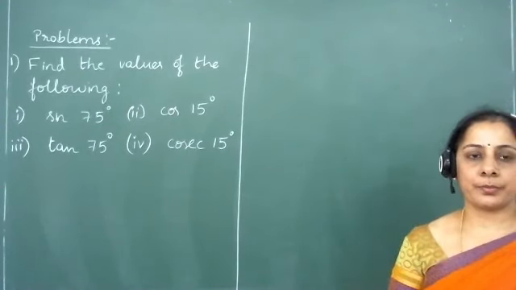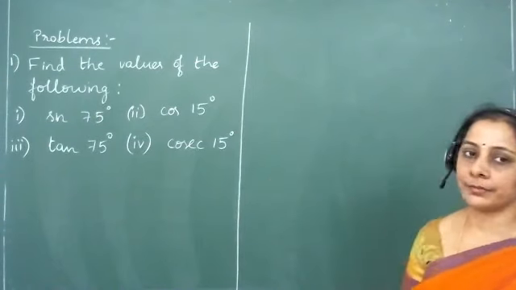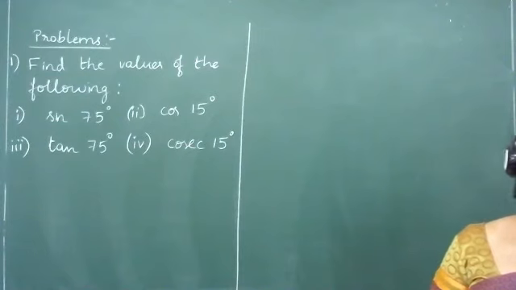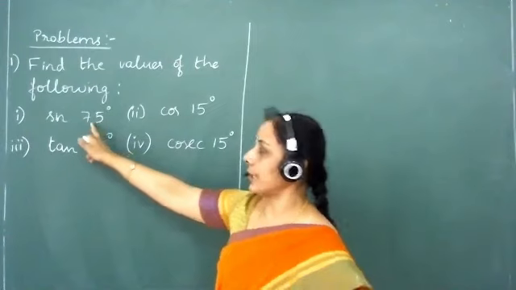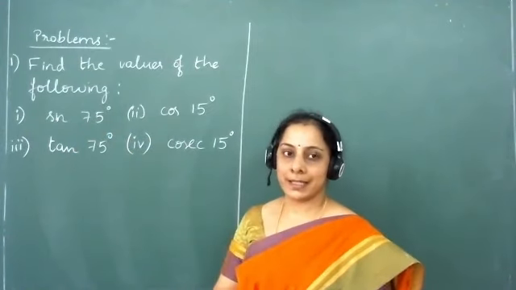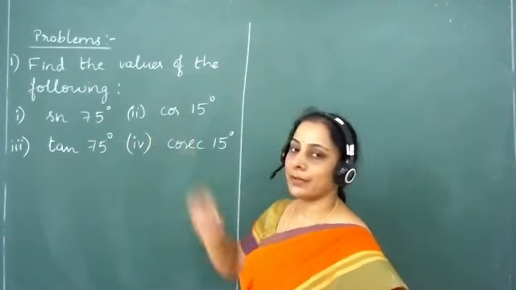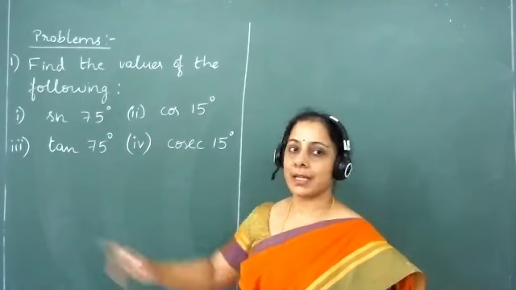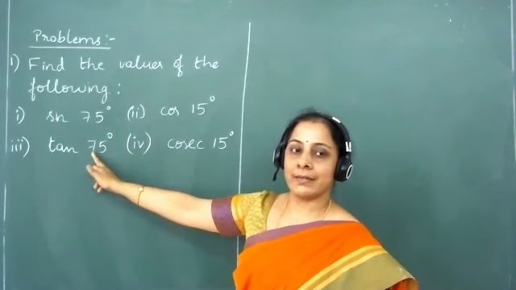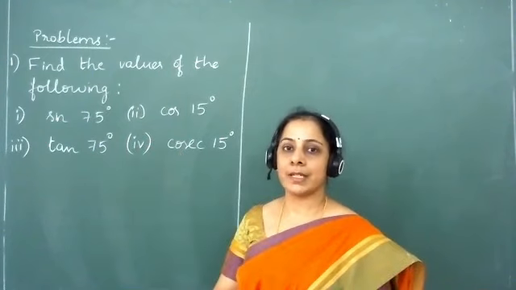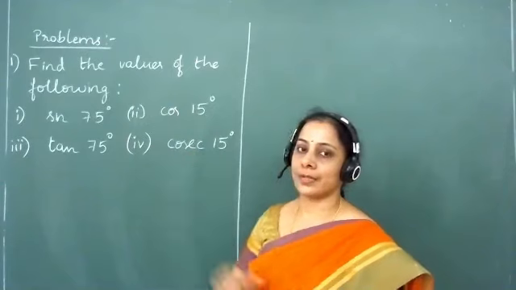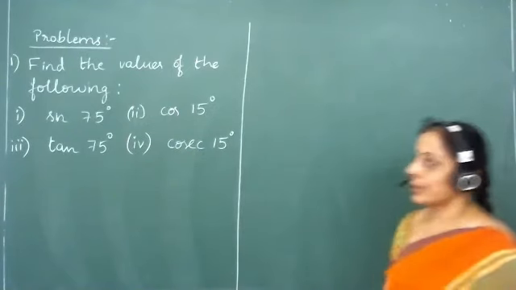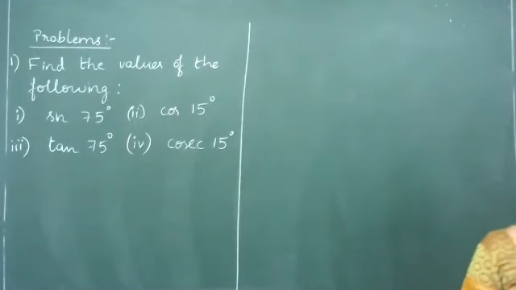Going ahead towards the problems related to the same compound angles, we have the first question: find the values of the following. The first sub-question we have is sine 75 degrees. Second, we will find out what is cos 15 degrees. Third, we have tan 75 degrees. And fourth, we have cosecant 15 degrees to be obtained. We have to find the values of these 4 trigonometric ratios.